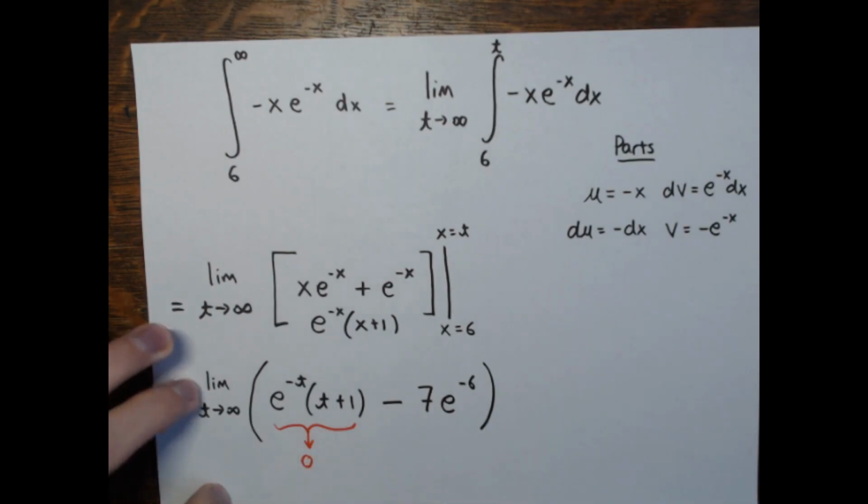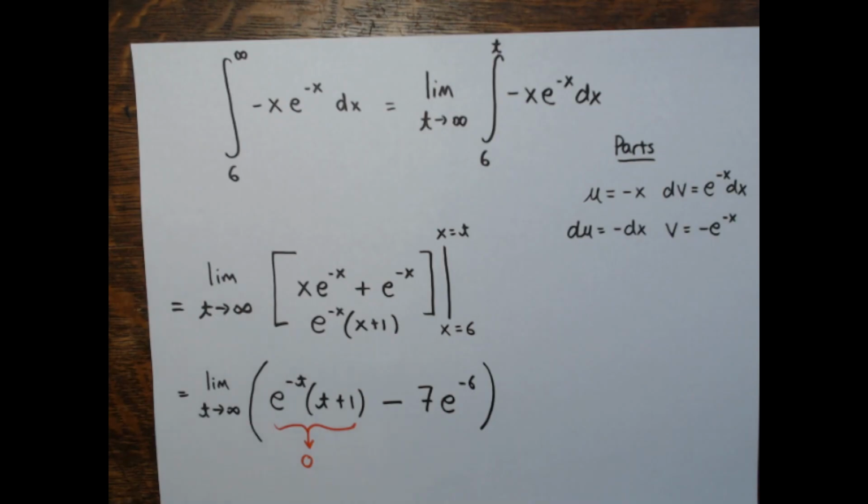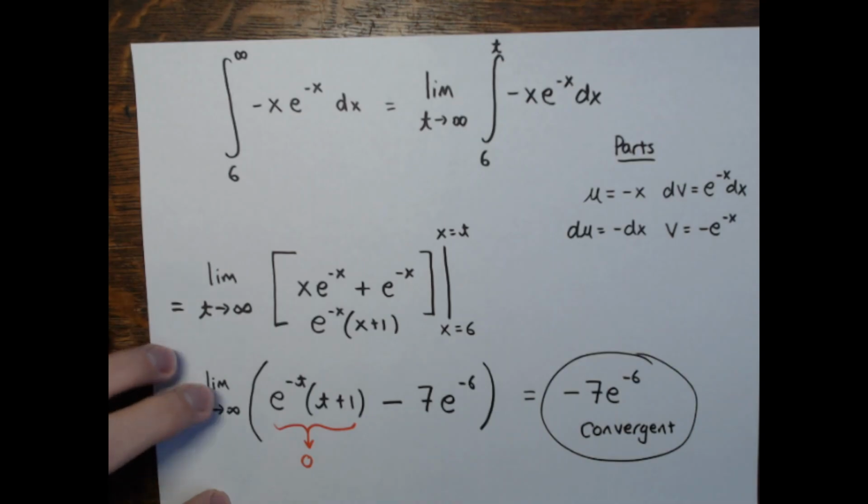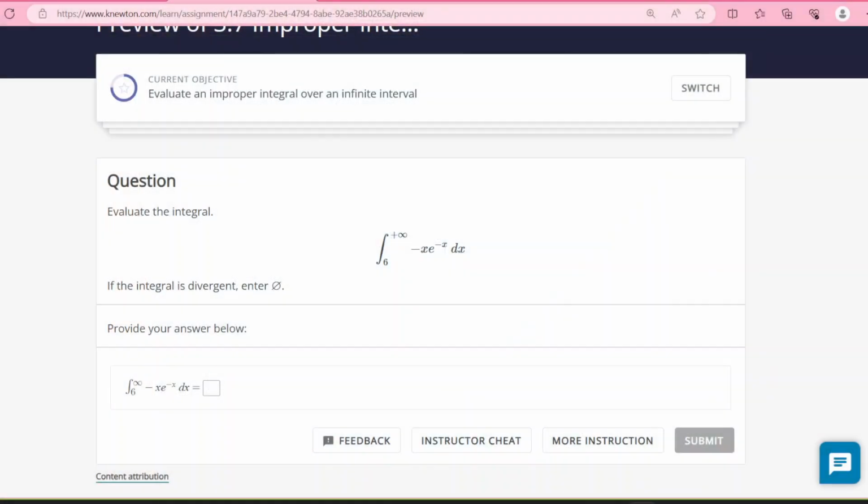All right, and you can again set it up for L'Hopital's rule if you want, but that term would be going to 0. So this ends up being negative 7 times e to the negative 6th power. Convergent, right? That is a finite limit. That is not infinite. All right. And let's test it out again. I'm just going to double check by entering on my calculator.